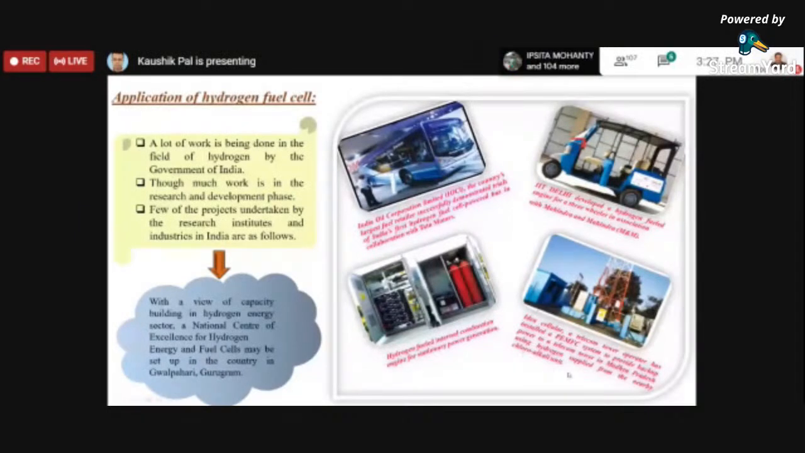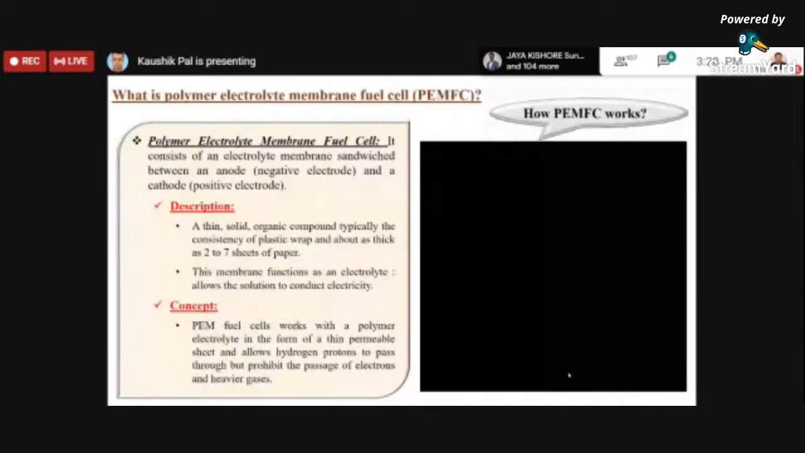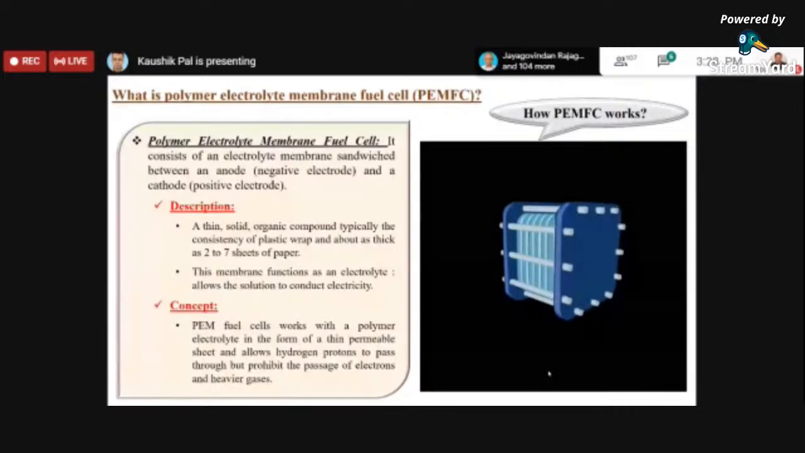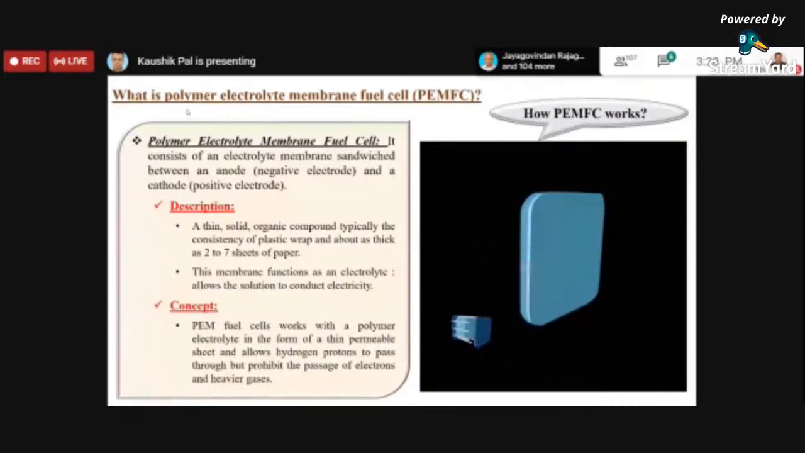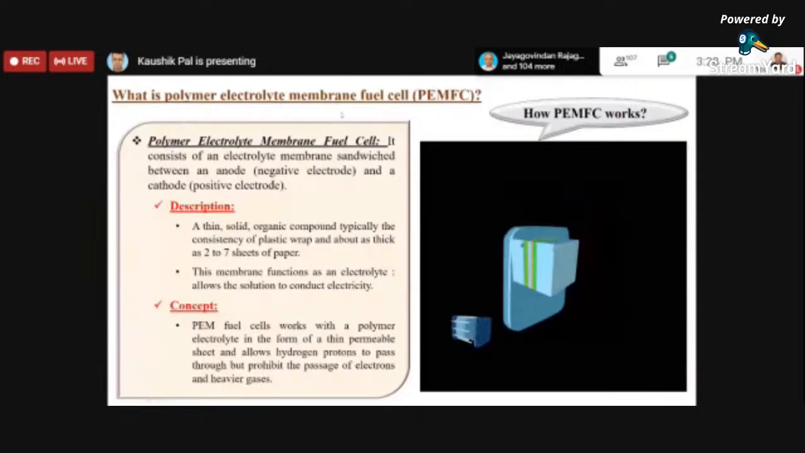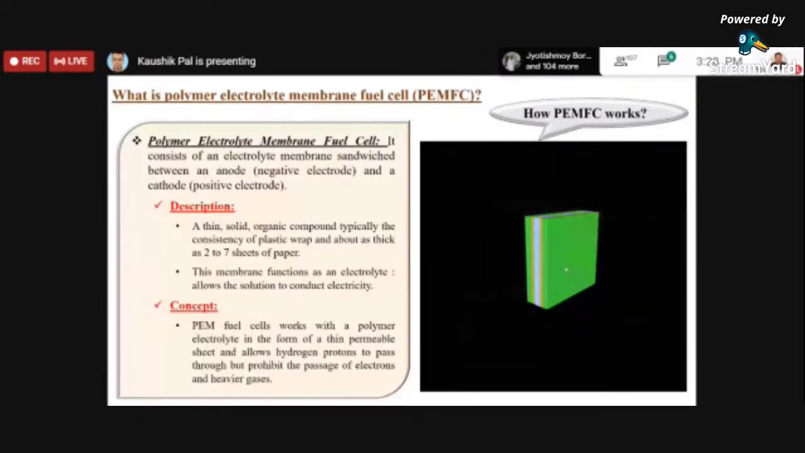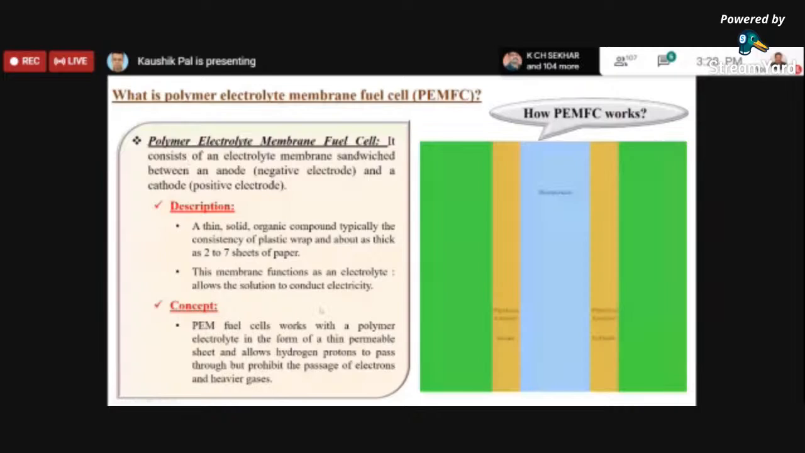So these are all examples. People have already started, but they have a long way to go. Now, what are polymer electrolyte membrane fuel cells? How does the PEMFC work, basically, in the right hand side image? Before going to that image, let us start with what the PEMFC is, basically.